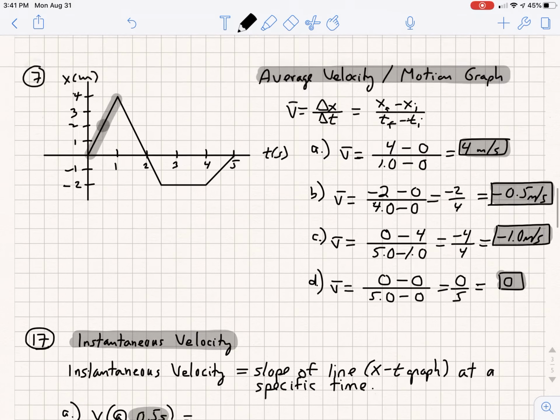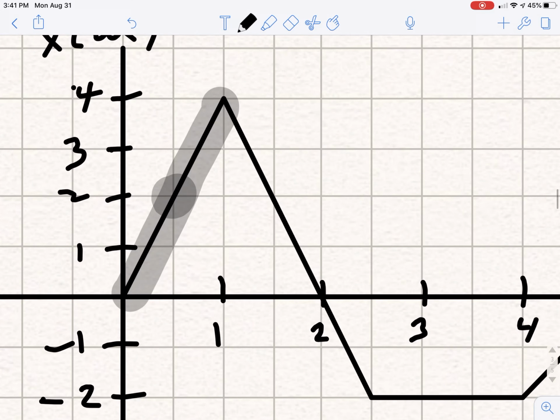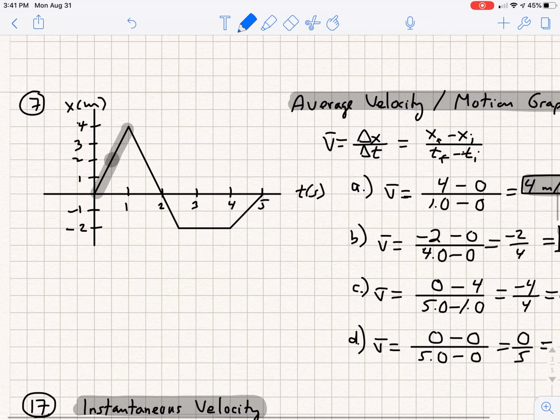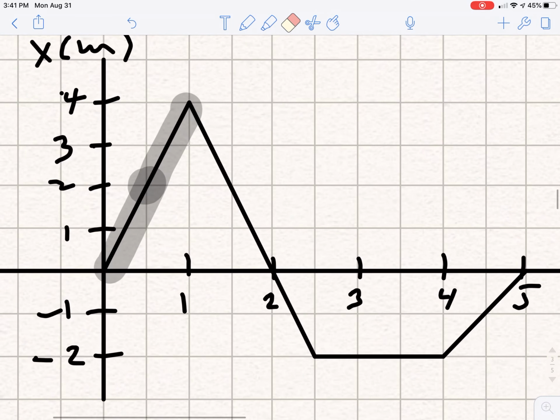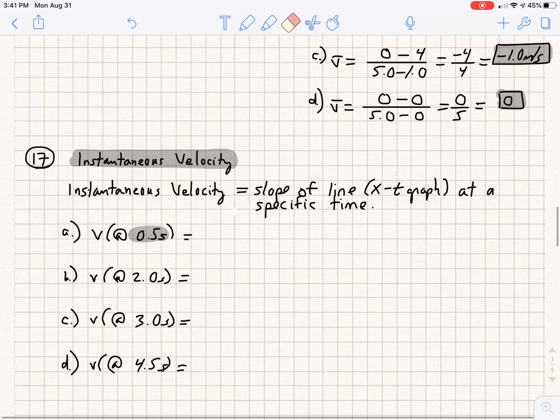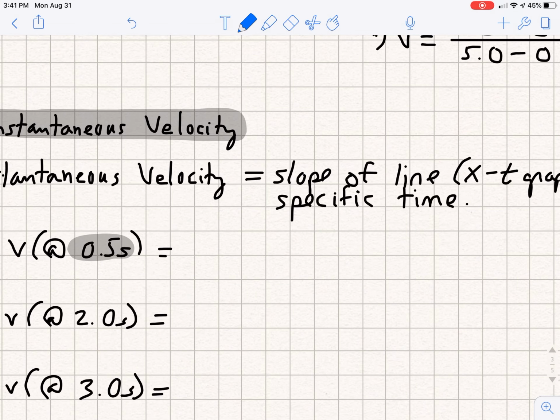We can either go up 1 over a quarter, we can go up 2 over a half, we can go up 3 over 3/4, or we can go up 4 over 1. Any of those values would get you a consistent slope for the instantaneous velocity. I'm just simply going to do 4 over 1.